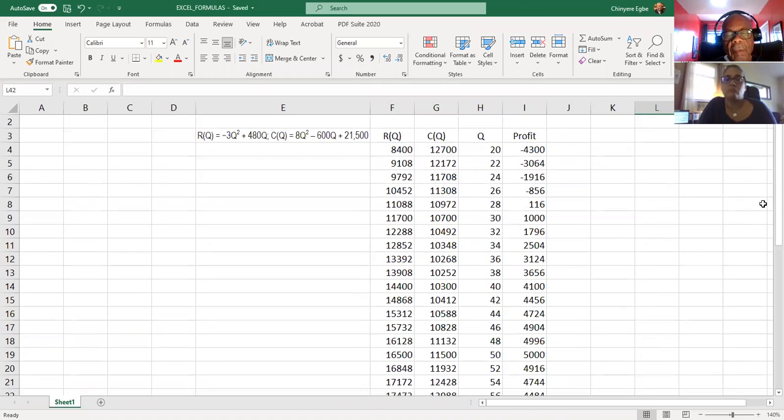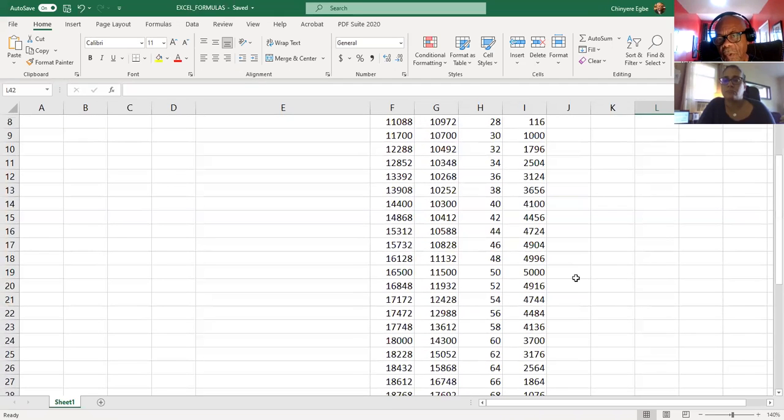All right. Now, the reason that I go through this graphic illustration is that in practice, you want to get the information between your first break-even point and your last break-even point. It also provides you information about the quantity at which you make your maximum profit. That is true. At 48, you make 4996. At 50, you make 5,000. At 52, you make 4916. So your profit maximizing quantity is at 50.